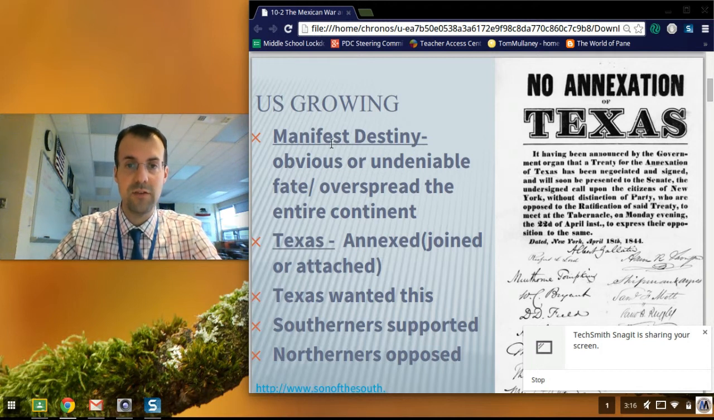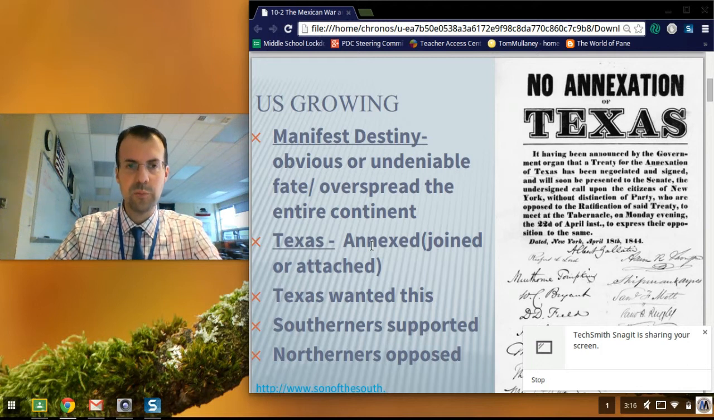This word manifest is not part of the words we use in our vocabulary on a daily basis today. That word manifest means obvious. So it's our obvious destiny to reach the Pacific Ocean. Texas is annexed. Annexed means joined or attached. Texas wanted this. Texas essentially was a rebel breakaway province of Mexico.